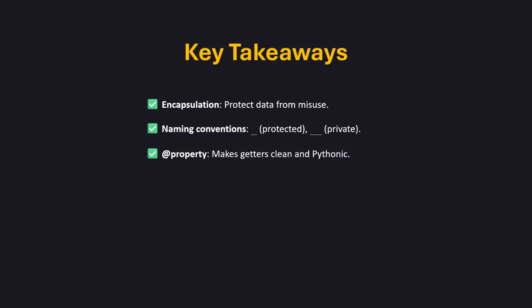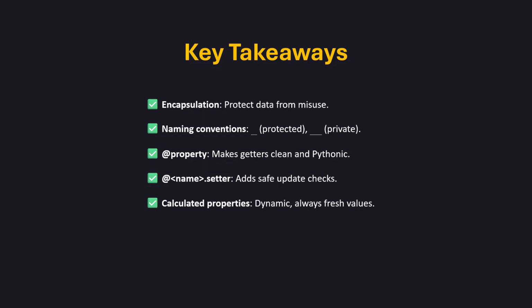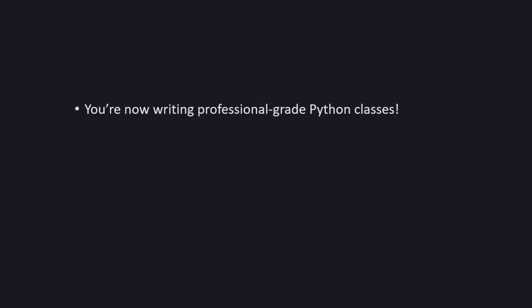The property decorator lets you make a method that acts like a read-only variable. It's clean and easy to read. The setter gives you a safe place to check any new value before you update your data, making your classes strong and reliable. Calculated properties are dynamic attributes which are not stored and always give you a fresh value based upon the changes that you have made. You have just learned one of the most powerful features in Python for writing professional-level classes. You're not just creating classes anymore, you are designing them smartly.